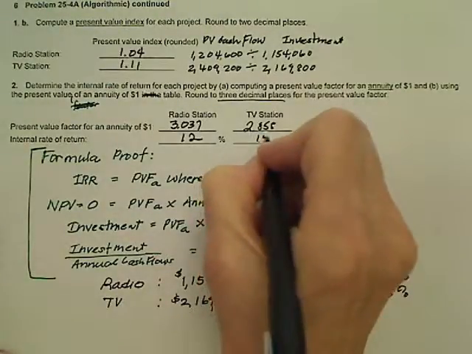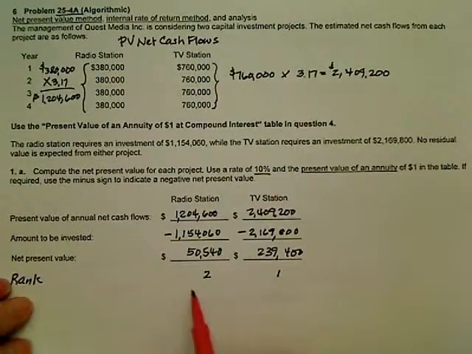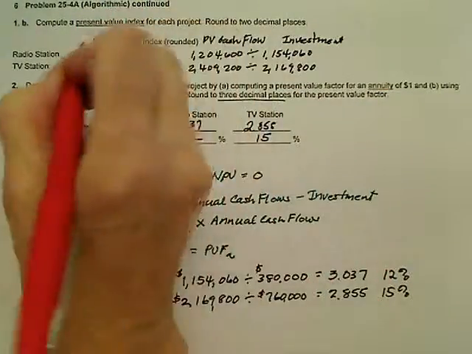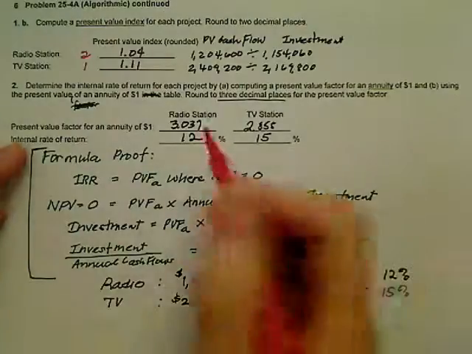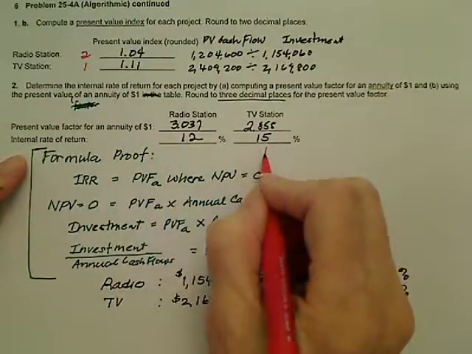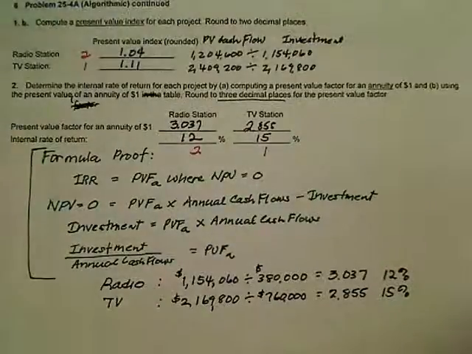So how are we going to rank these based on the present value index? Originally we said TV station is 1, radio station is 2. So here the TV station is 1, the radio station is 2, and based on internal rate of return, the TV station is 1, the radio station is 2. So for all 3 measures, we have the same ranking. We can be very comfortable, if we can only afford one of the projects, to go with the TV station. And that's it for this problem.